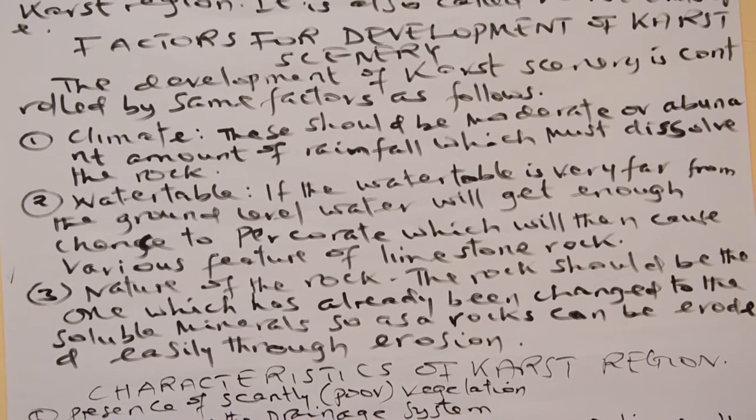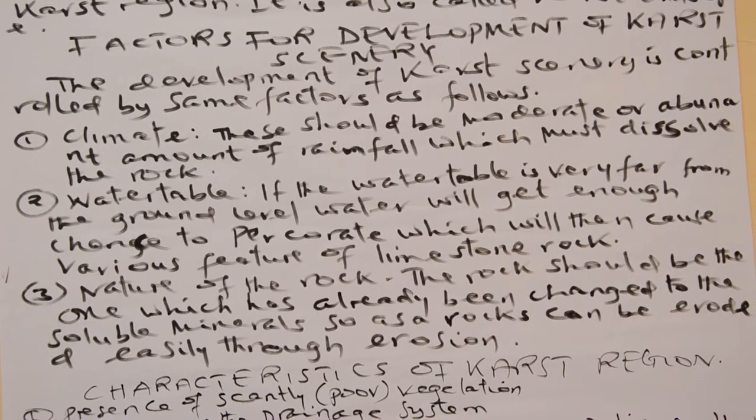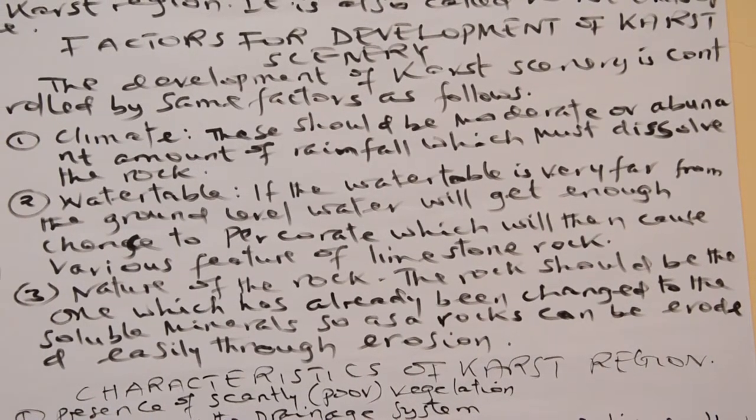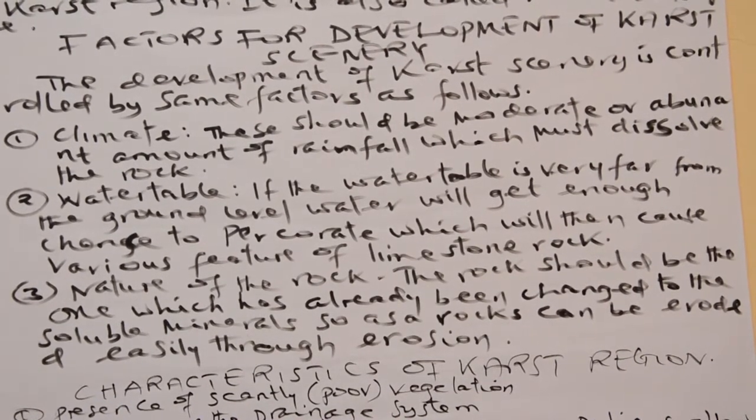Another factor for the development of Karst sceneries or appearance is the water table. Dear students, here we have to describe the nature of the earth surface, because the water table is just within the earth surface.